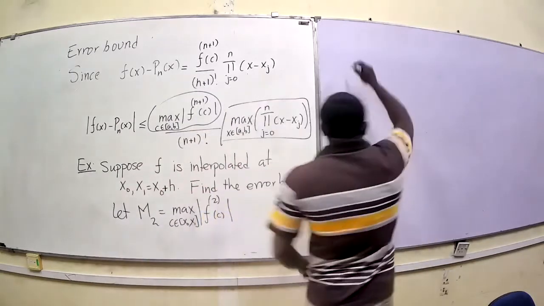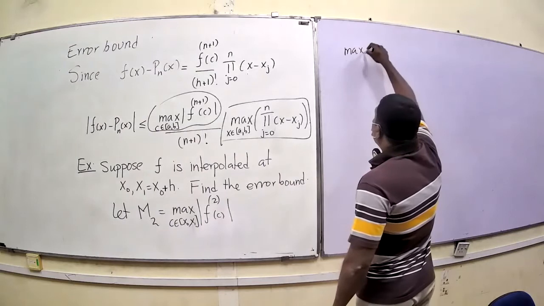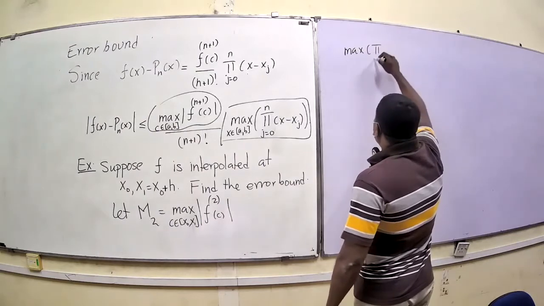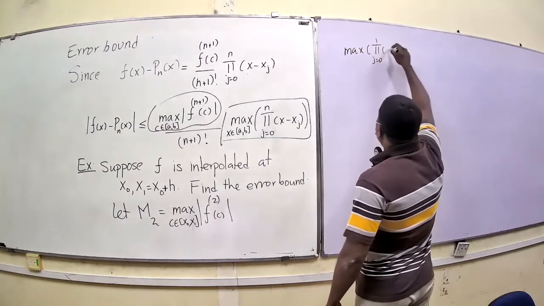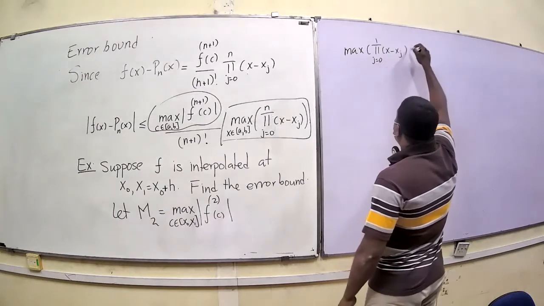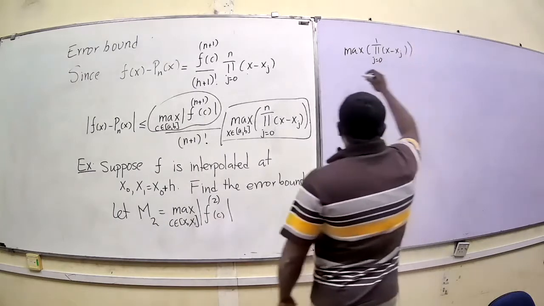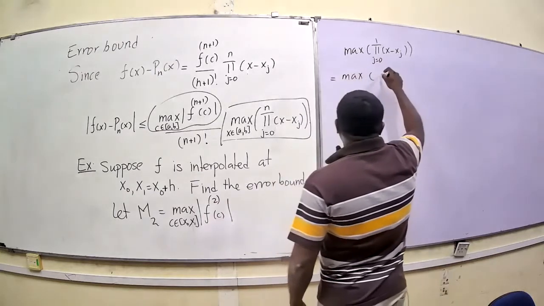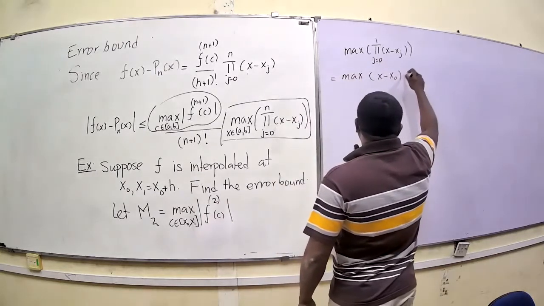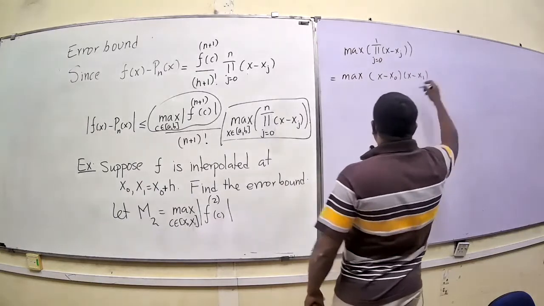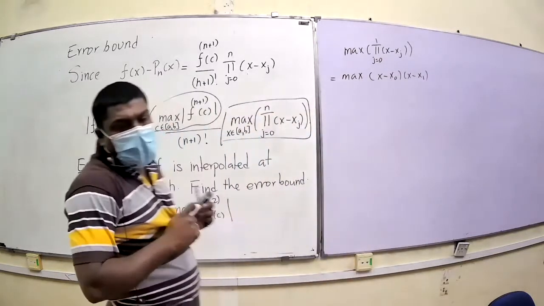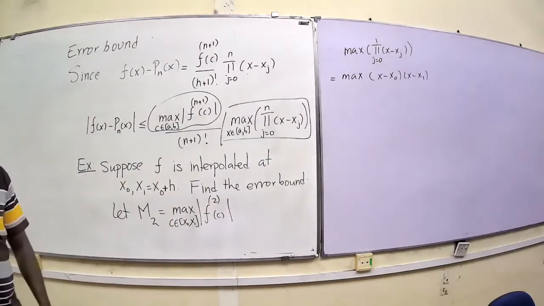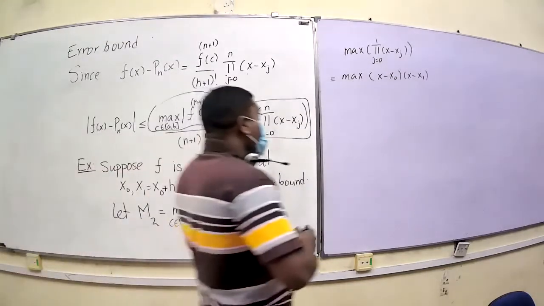Okay, so you want to find the maximum of the product of (x minus xj), j equal to 0 to 1. So that is what you want to find. That is basically the maximum of (x minus x naught) into (x minus x1). You want to find the maximum of that function, right?